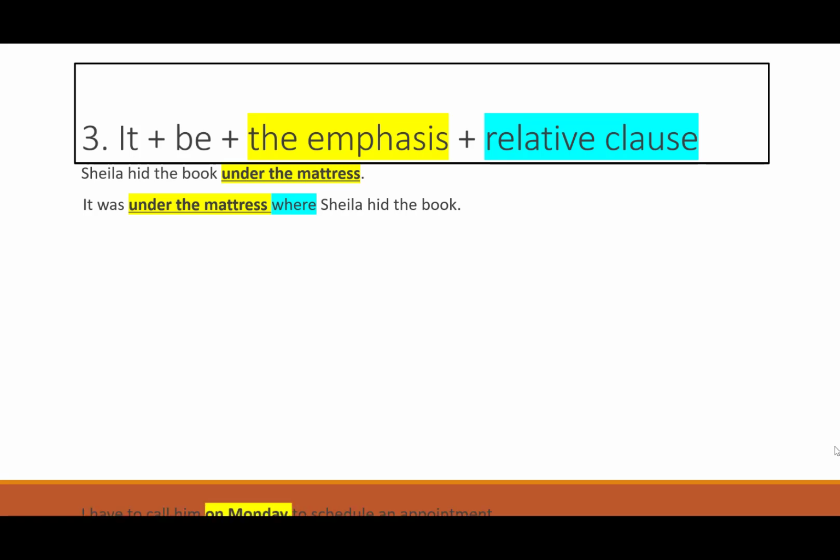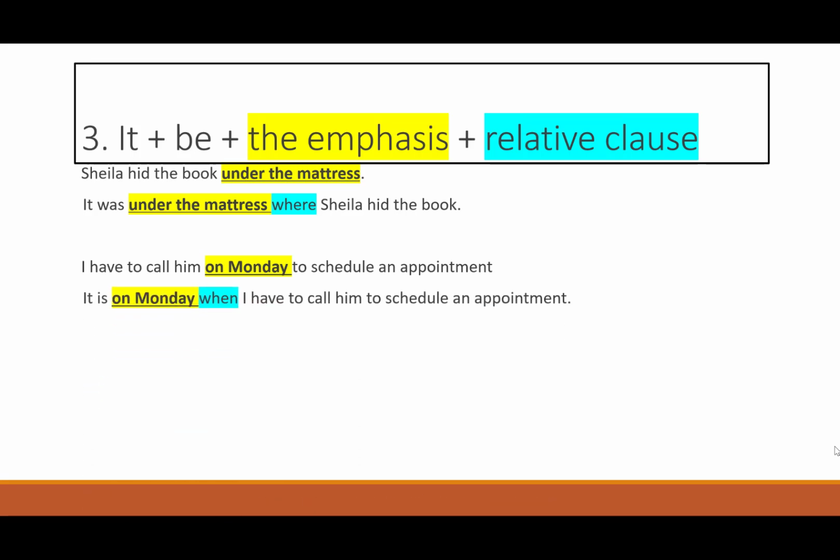Next, I have to call him on Monday to schedule an appointment. On Monday is the thing we would like to stress. It's time. Therefore, the result becomes, it is on Monday when I have to call him to schedule an appointment. Check the tense. I have to is in present simple. Therefore, the verb be must be in the present form: is, am, or are. Look at the subject, it, therefore we have to use is. On Monday is time, therefore we have to use when as the relative pronoun.